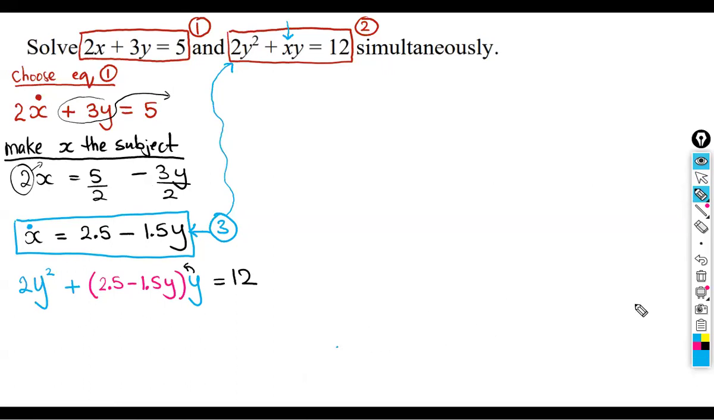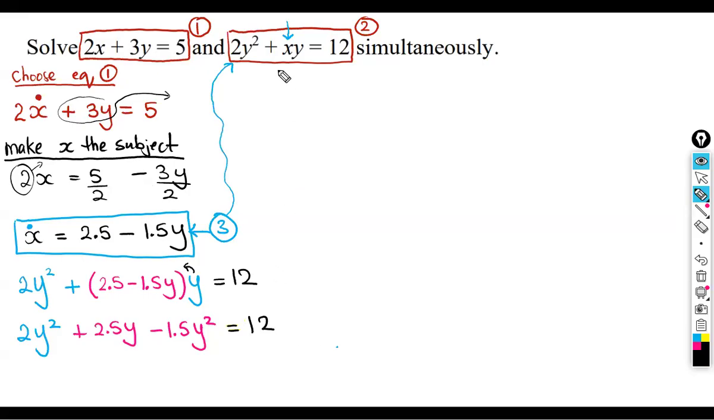All right. So let's expand out the brackets. So you have 2y squared, 2.5 by y is 2.5y, minus 1.5y by y is minus 1.5y squared, is equal to what? 12.